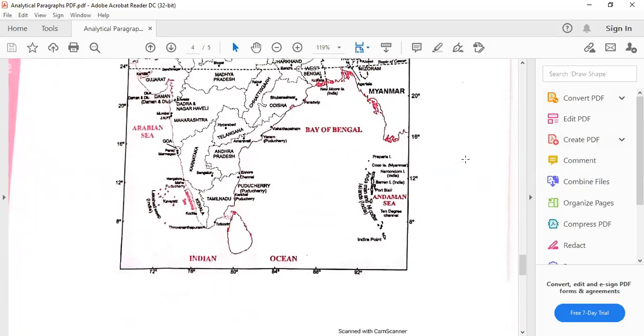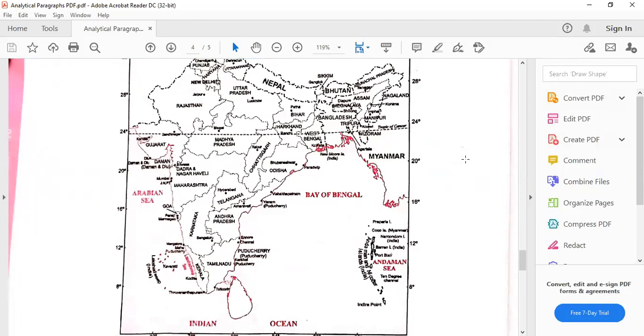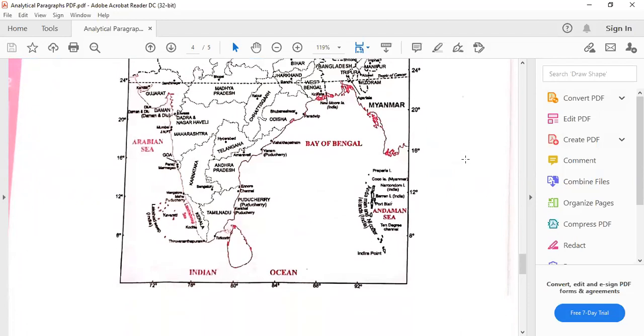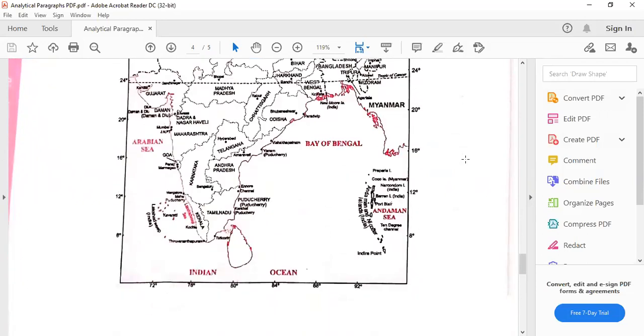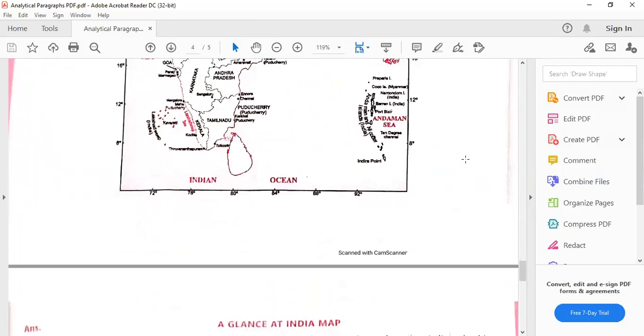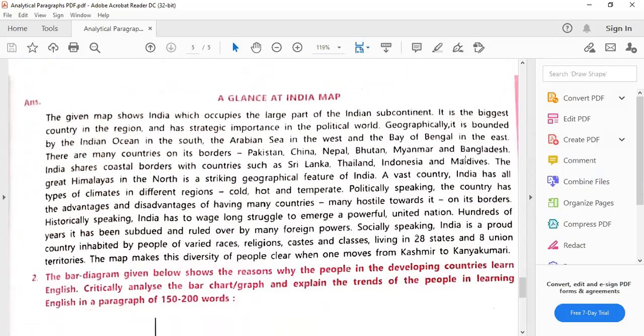Here you are given the neighboring countries also. You are given the nearby areas also. Bay of Bengal, Arabian Sea, Indian Ocean, then Pakistan, China. These neighboring countries are also given to you. Here, on the basis of this, see the paragraph given to you.